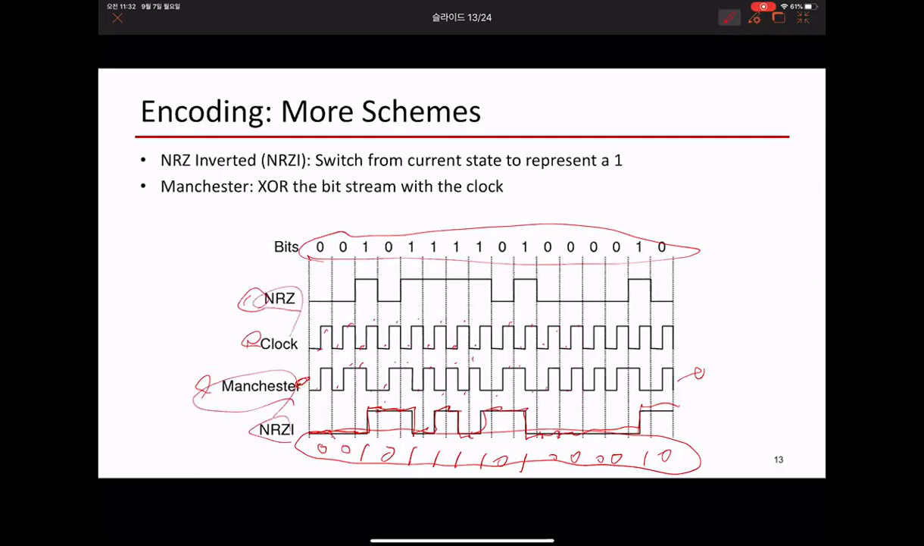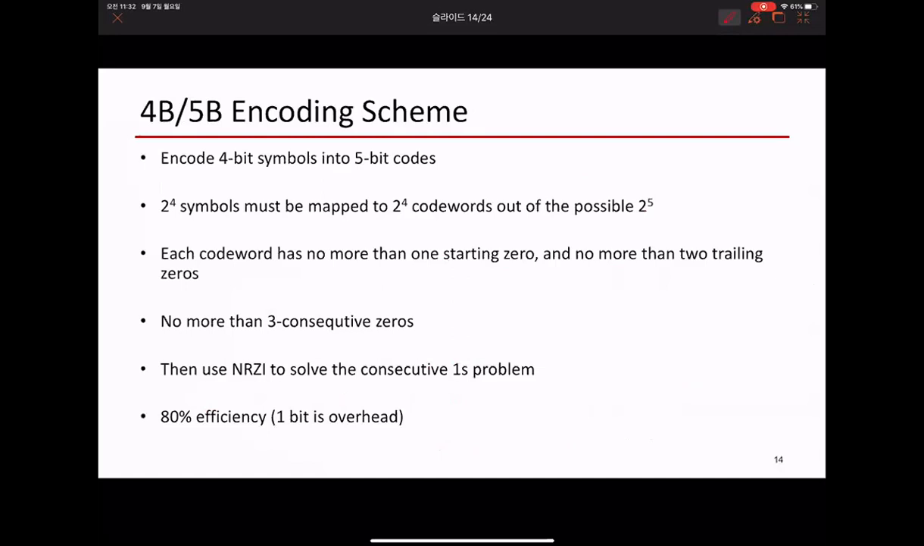NRZ, and NRZI is NRZ inverted, switching from the current state on a 1. So this is how you recover it. And there is a 4B/5B encoding scheme, which encodes 4-bit symbols into 5-bit code.